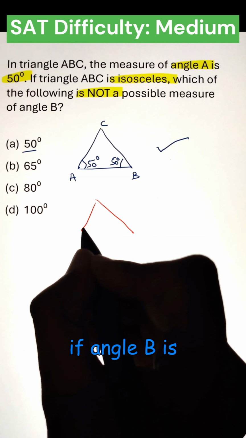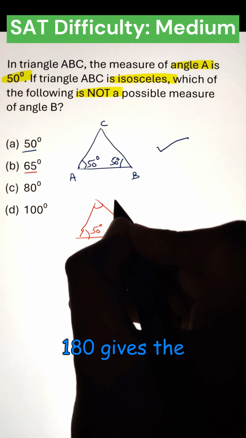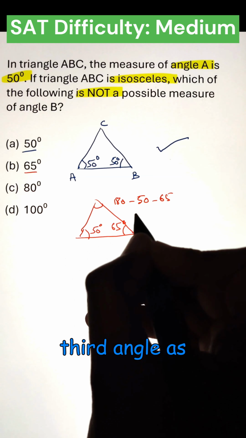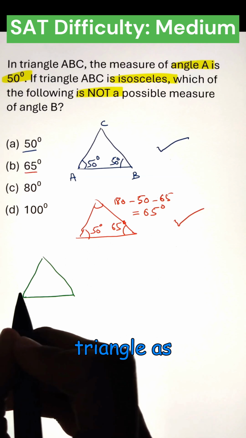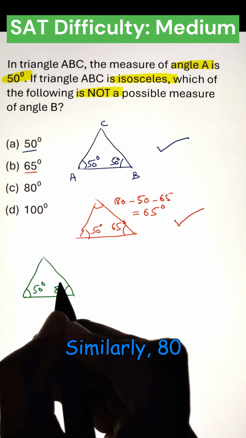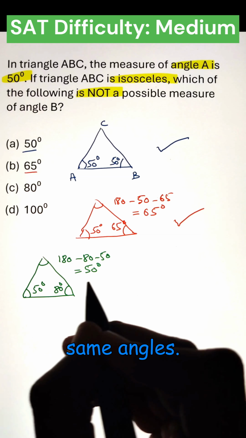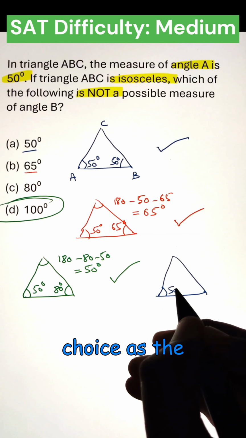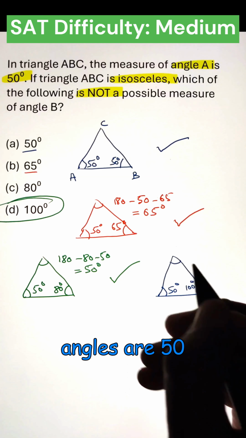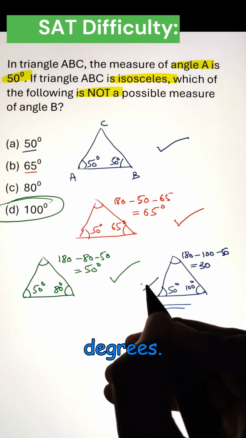Now, if angle B is 65 degrees, subtracting the two internal angles from 180 gives the third angle as 65. So that makes it an isosceles triangle as well. Similarly, the 80-degree option also results in two same angles. So option D is the correct choice as the three internal angles are 50 degrees, 100 degrees, and 30 degrees.